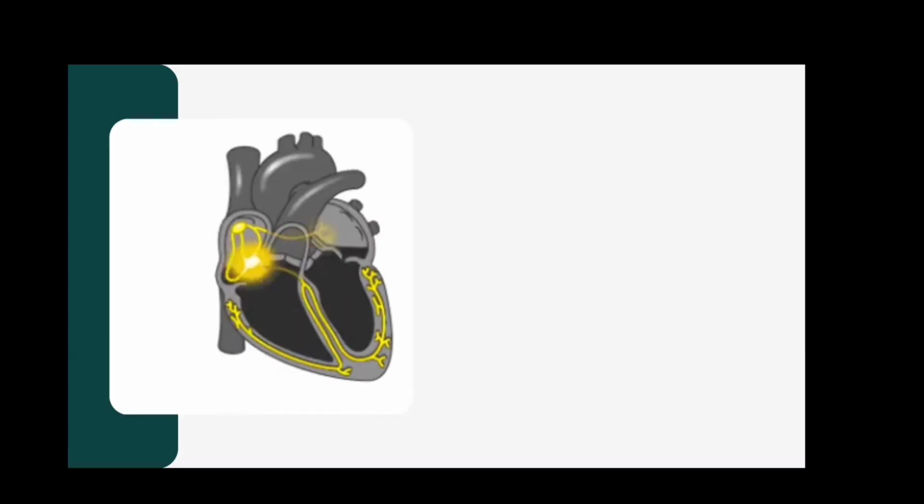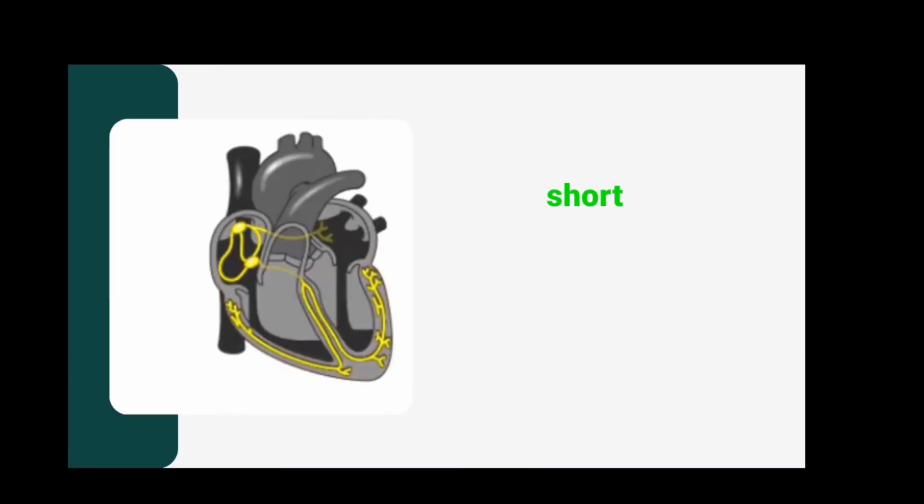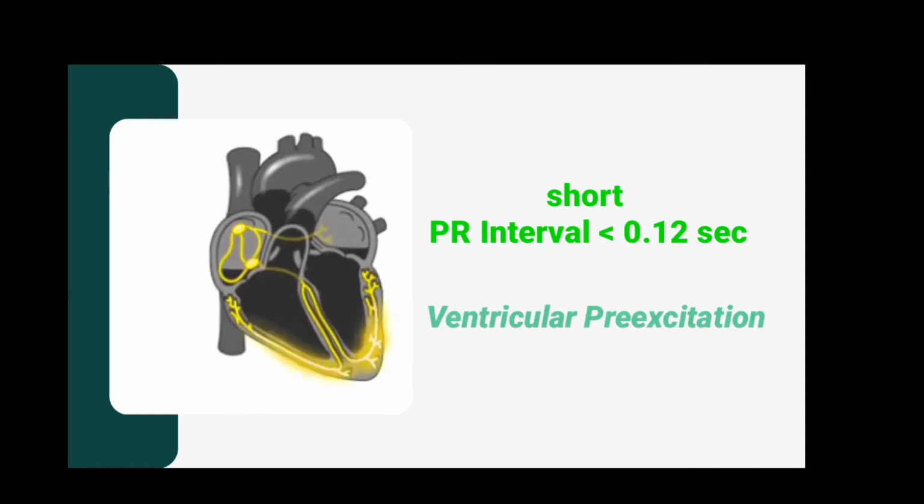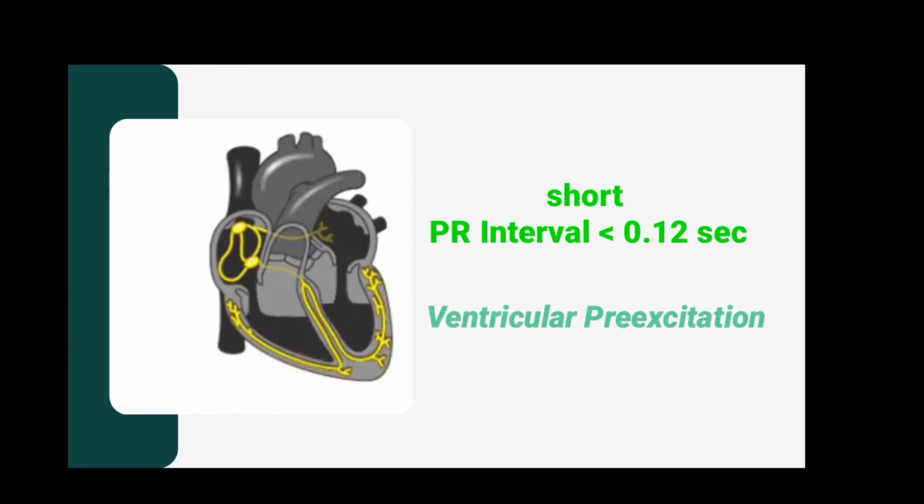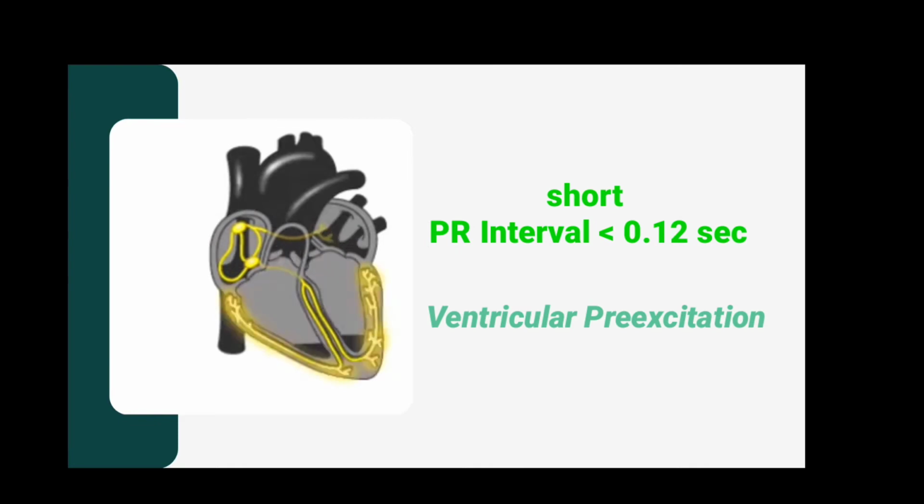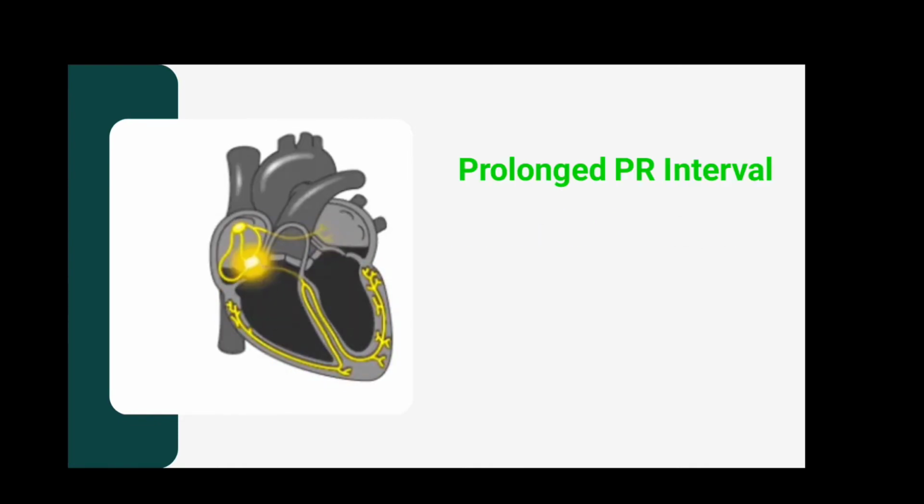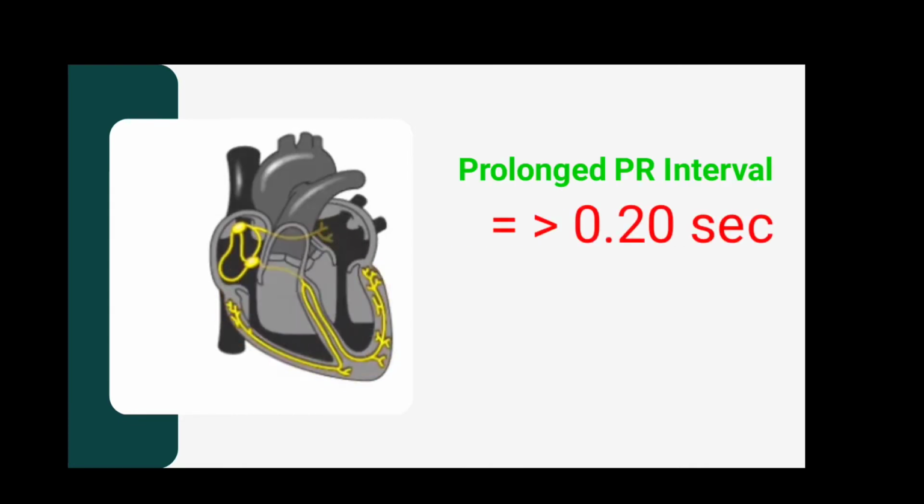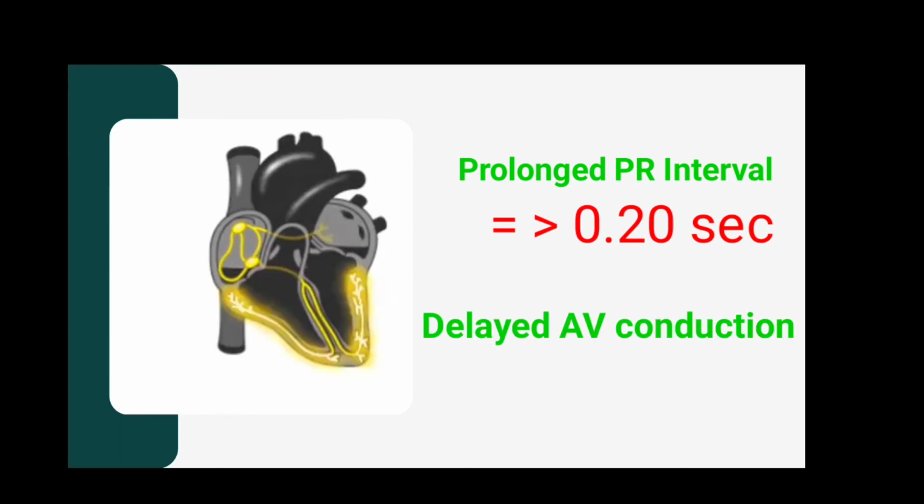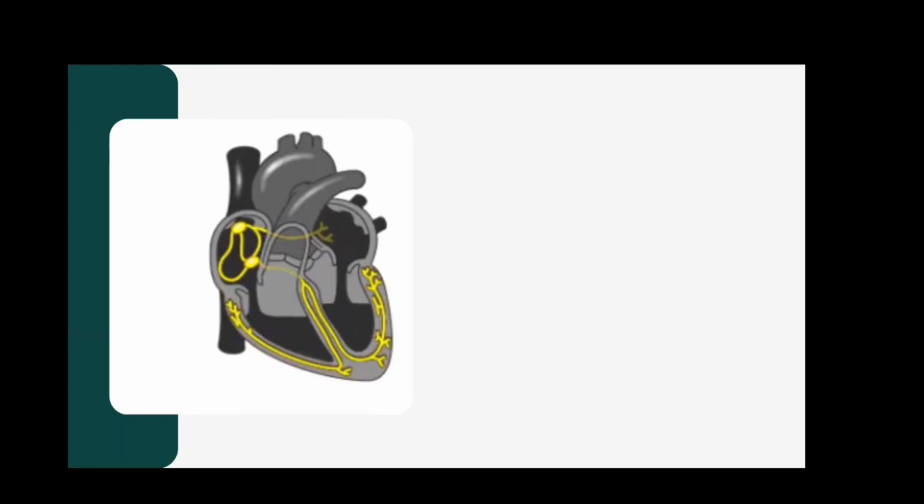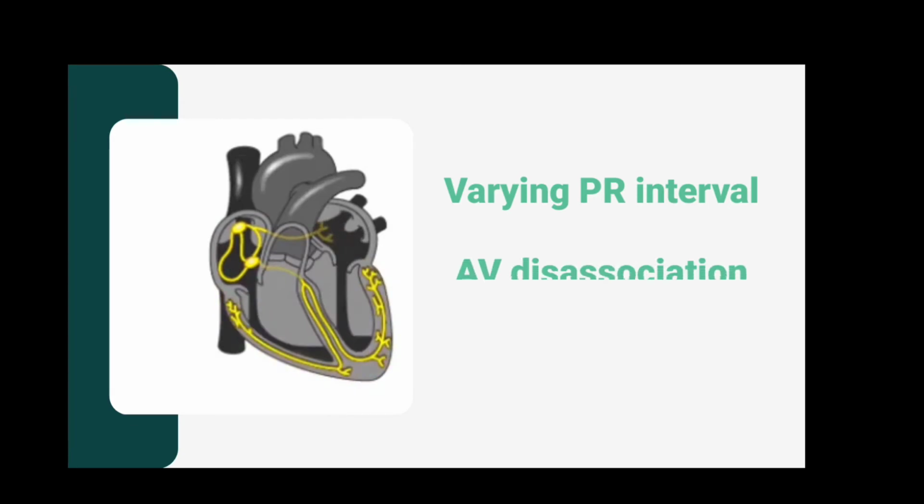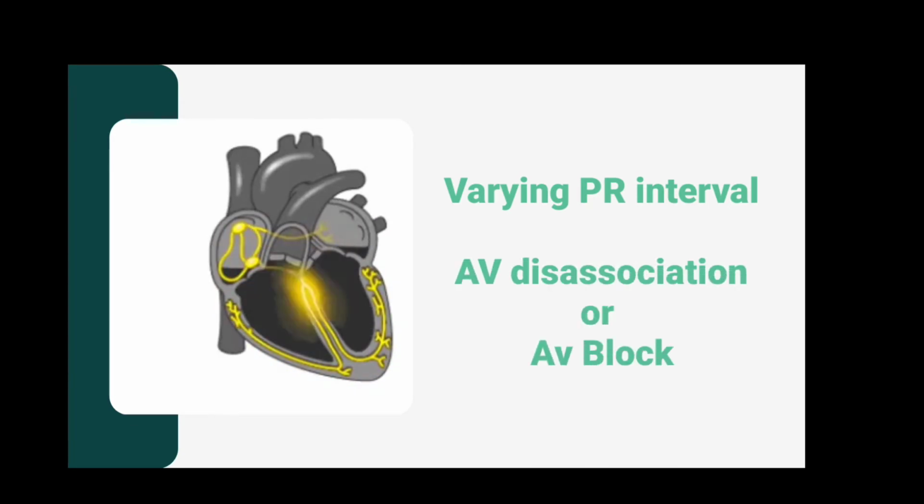A short PR interval less than 0.12 seconds is suggestive of facile intraatrial or AV conduction and may represent ventricular pre-excitation. A prolonged PR interval more than 0.20 seconds represents late intraatrial or AV conduction. A varying PR interval is present in case of conduction block, or AV dissociation may be present.